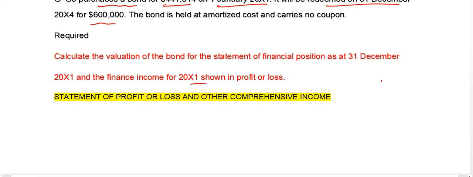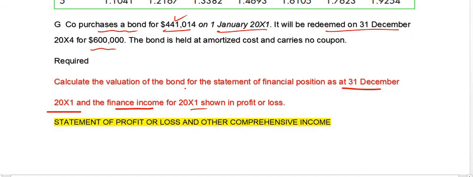Calculate the valuation of the bond, meaning calculate the value of the bond at 31st December 2001, and the finance income. You have to calculate the finance income here because you have purchased the bond, an investment in the fund. So this question is basically about how to calculate the effective interest rate.